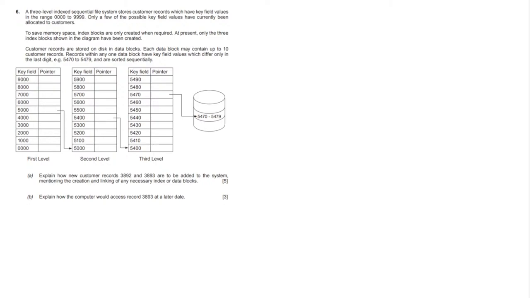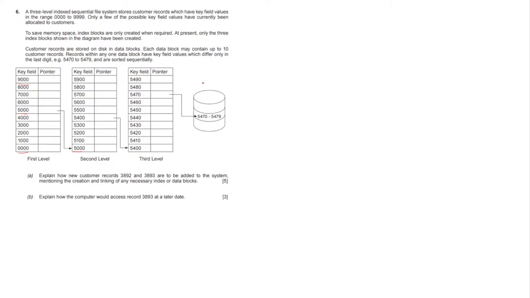So what we want to do is understand first that our first level index is from 0000 all the way up to 9000, okay? Now this one here is 5000, and it points down to the 5000 index because we break the next one down, so 5000 goes from 5000 up to 5900. So each column of the number goes from 0 to 9. So 5000, and then we need 5400. We go down to that. Then we need 5470. And that gets us to 5470 to 5479.